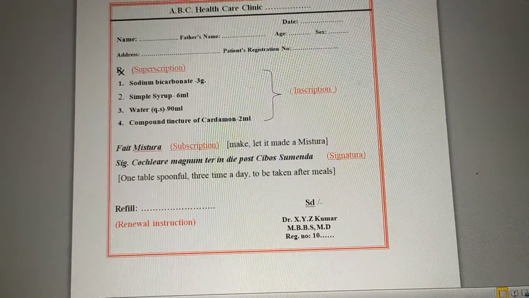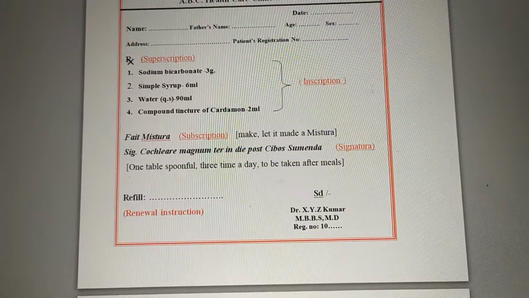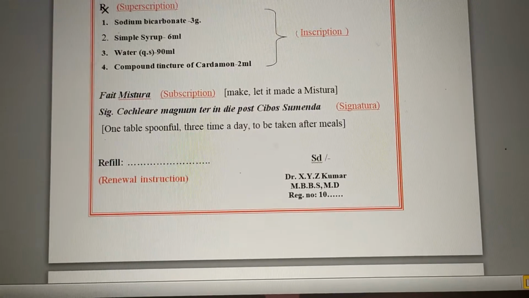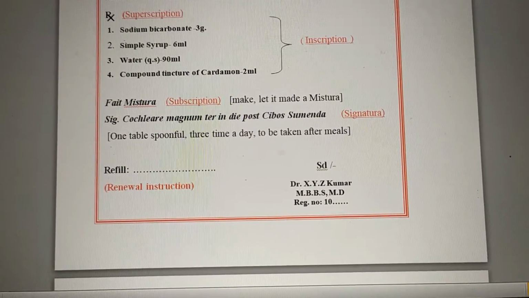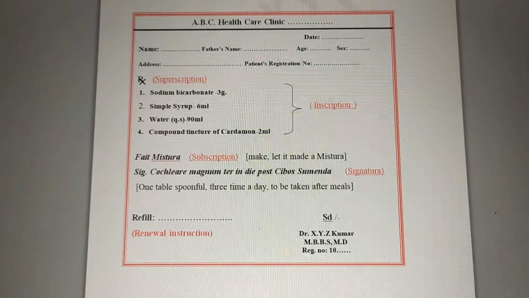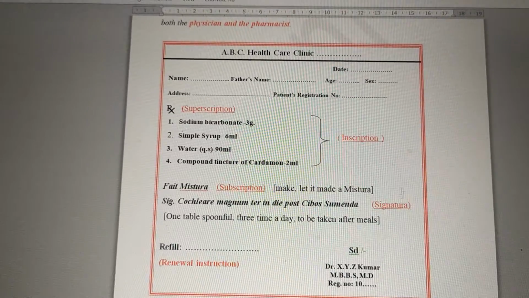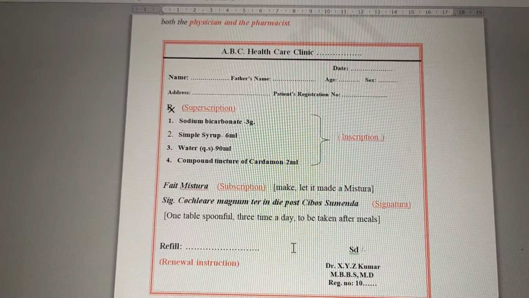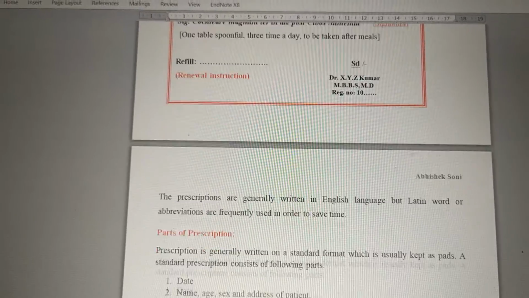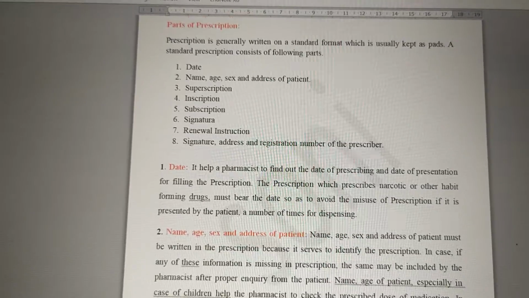This is the standard format for prescription, which contains the name of hospital, clinic, or any healthcare center, date, name, father's name, age, sex, address, patient registration number, superscription, inscription, subscription, signature, renewal instruction, and date, name, and registration number with designation of any prescriber or physician.